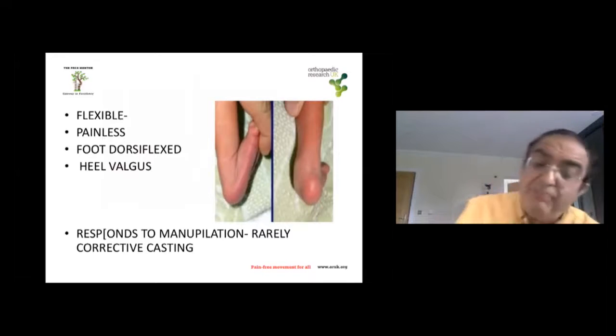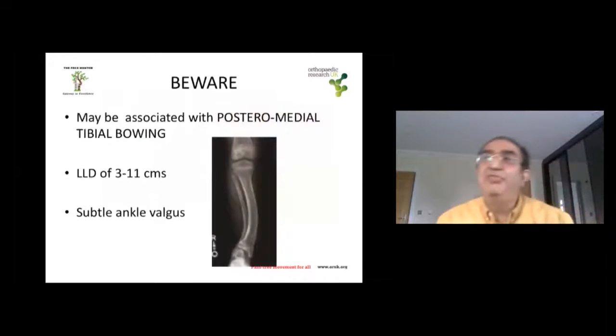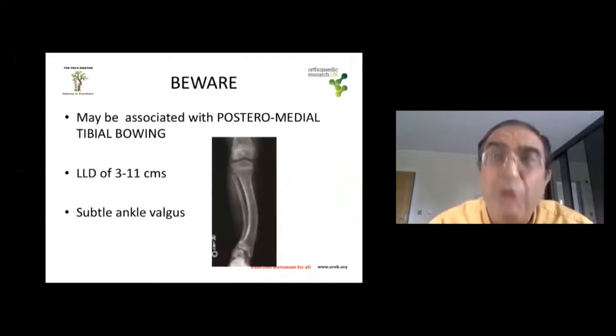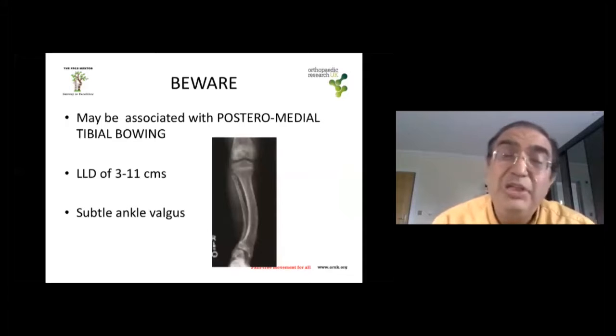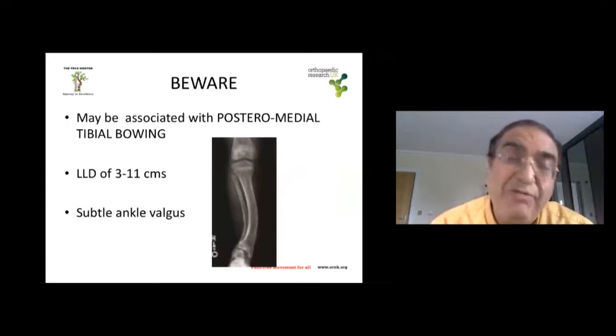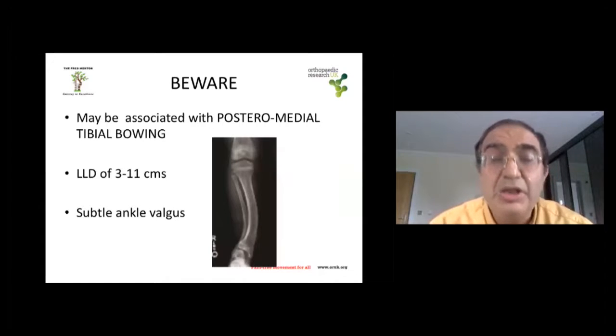However, beware, if you have a calcaneovalgus foot with this deformity in the leg called posterior medial tibial bowing, then the posterior medial tibial bowing may result in a limb length discrepancy at maturity. So if there's a calcaneovalgus with posterior medial bowing of the tibia, the children have to be followed till maturity, because if the posterior medial bowing doesn't resolve on its own, they will have a limb length difference of up to 3 to 11 centimeters. So beware calcaneovalgus foot with posterior medial bowing of the tibia.